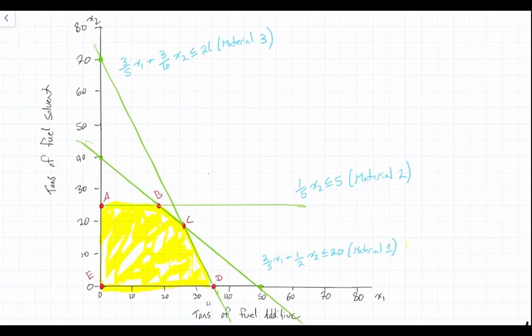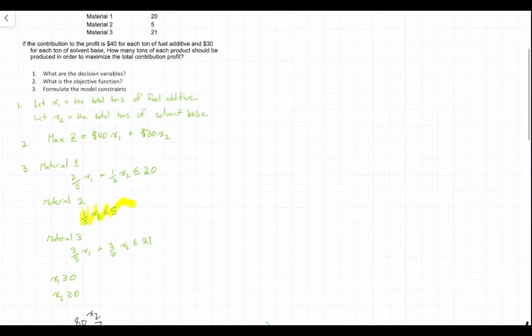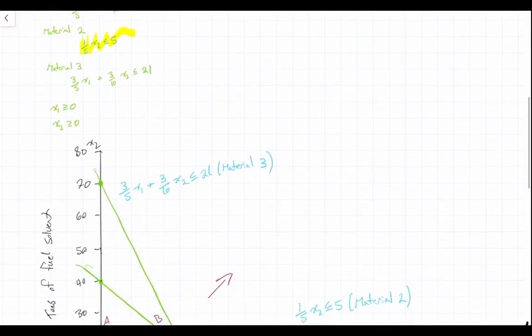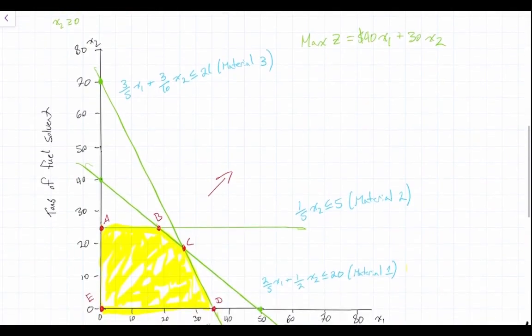But because we know that we are dealing with a maximization function, in other words, we are going away from the origin, we can pretty much automatically rule out point E. So when we recall our objective function, which we previously solved for, again, see previous videos, our objective function is right here. Max z is equal to 40x1 plus 30x2. And now we need to solve for what is the profit at each one of these corners.